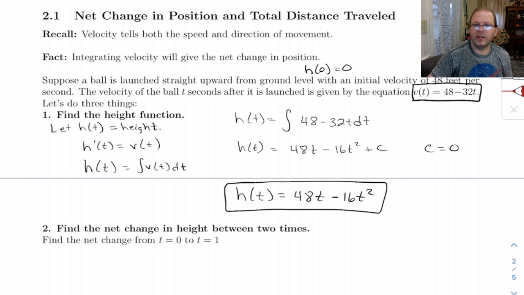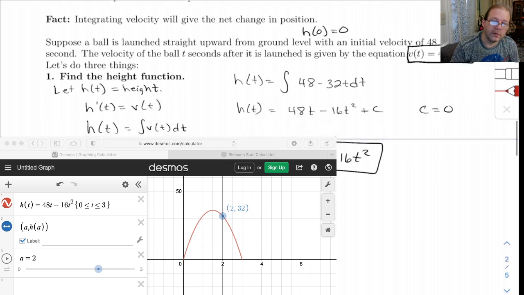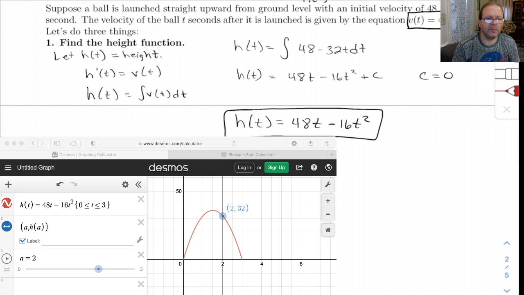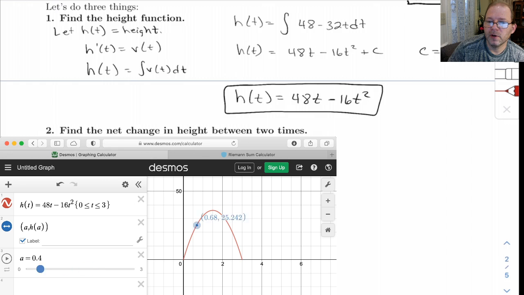All right. Now let's look at that on Desmos. I've got it drawn here already. 48t minus 16t squared. And notice I restricted the time to go from 0 to 3 because that's the only time that this really applies. Because this is a ball, it's launched at time 0, and the equation telling its height or its velocity really only applies until the moment it hits the ground. At that point, things change. So anyway, this gives us the height of the ball at any time from 0 to 3.